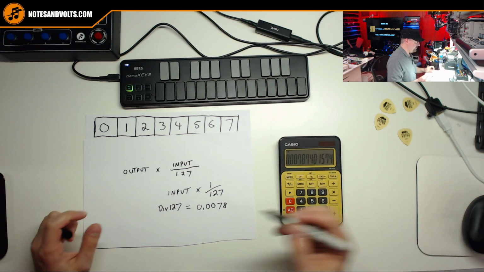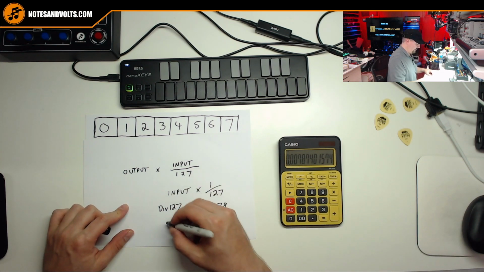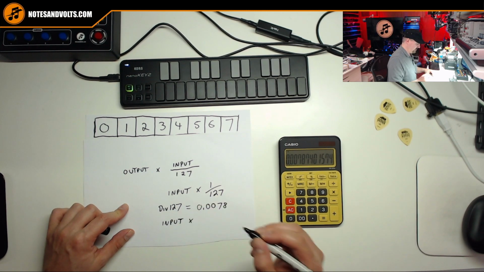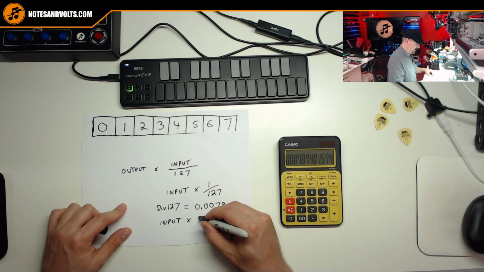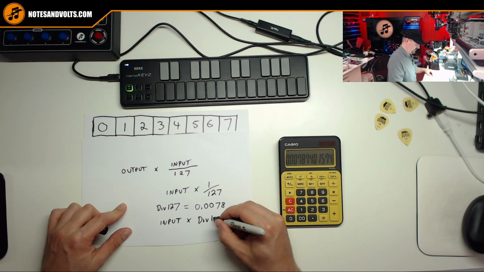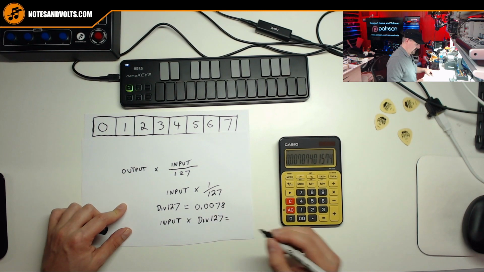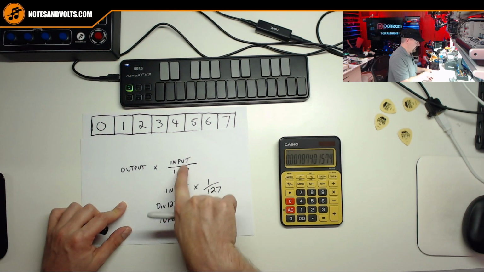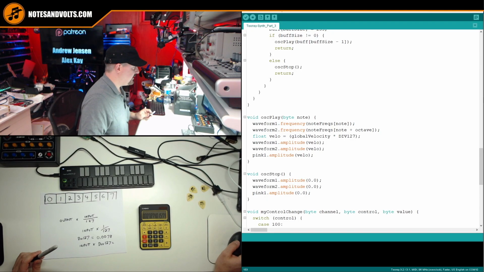So when a new input comes in, I'll just take the input and multiply it, which if you remember is much quicker, by our new variable, which is div 127. And that will give me the same as this. And that's basically what I did in the code.